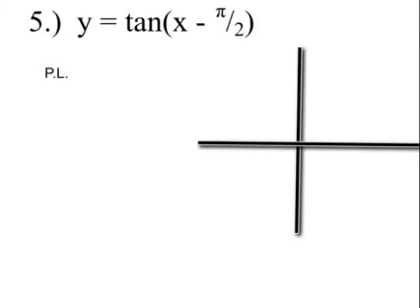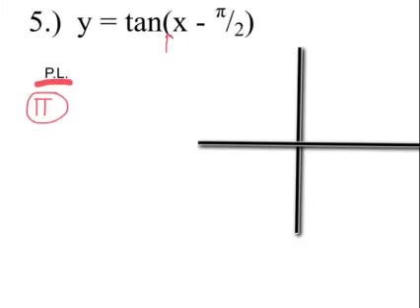Okay, example number 5, y equals tangent x minus pi over 2. So, first thing, just like before, the first thing we're going to do is find the period length. So if it's a tangent graph, we're going to start off with our basic period length, which is pi. Okay, and we would multiply by anything in front of our x. Since there's nothing there, my period length is just pi.